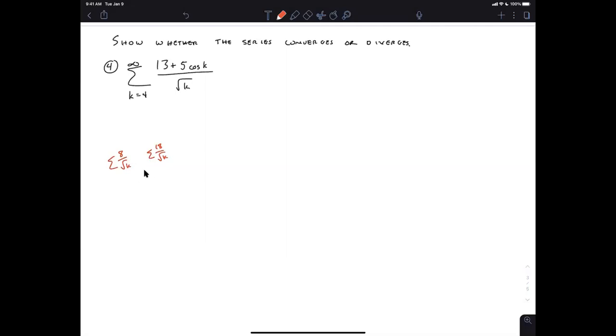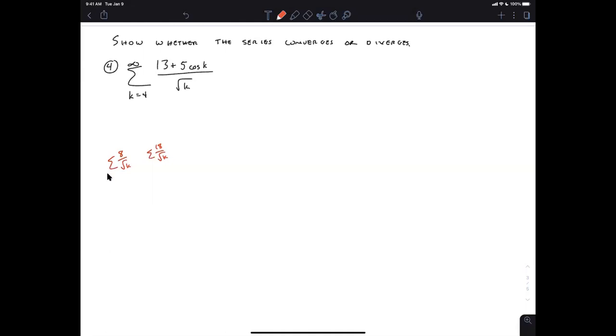The two in red, what do they do? Diverge. They diverge because they're both constant multiples of a P series where P is 1/2. So these both diverge. That means, what do I want the original to be? To use the direct comparison, would I want the original to be bigger or smaller than the easier one? Bigger. I want it to be bigger because I know that these diverge.